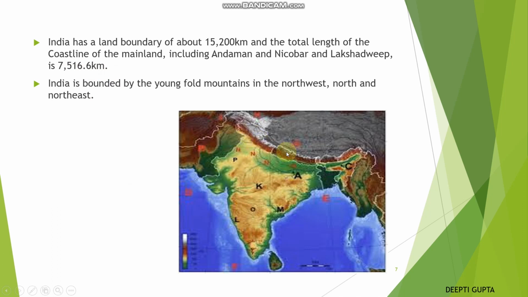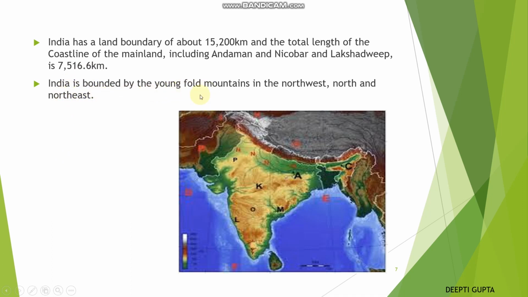This is the land line, land area. So total length is 15,200. You have to learn this. And again the coastal area, the coastline, covers 7,516.6 kilometers. Now India is bounded by the Young Fold Mountains.